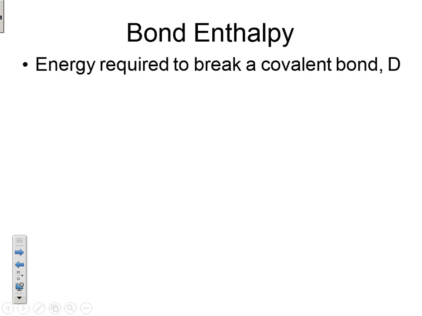So bond enthalpy, what is bond enthalpy? Put simply, it's the energy required to break a covalent bond, and it's usually abbreviated as D. Sometimes you see that, sometimes you don't, but if you ever do see a capital D, it means bond enthalpy, energy needed to break a bond.